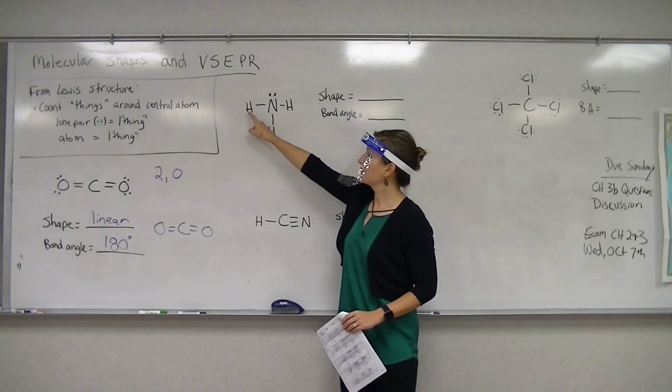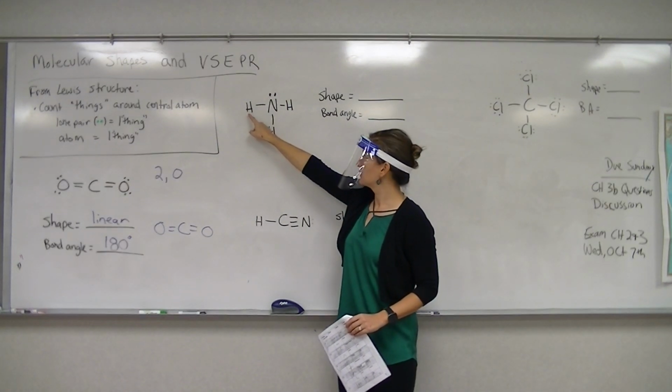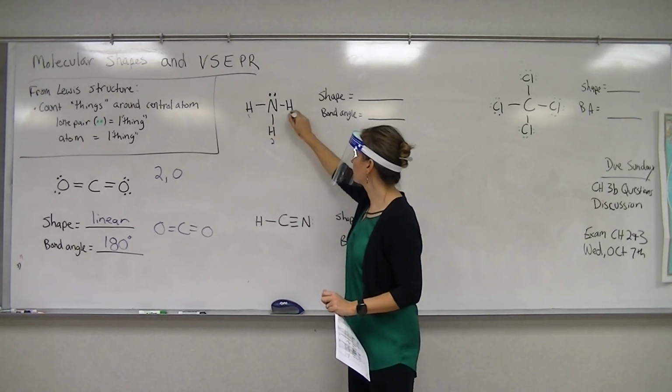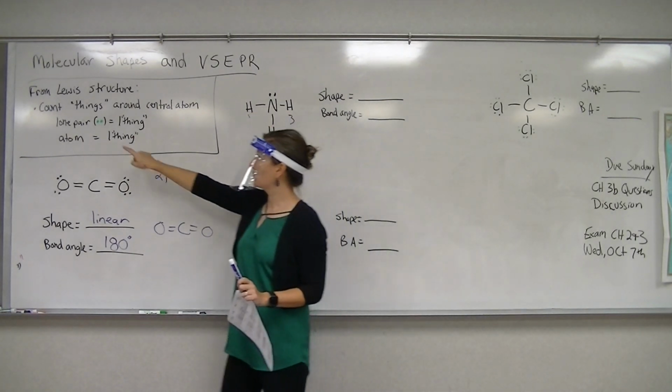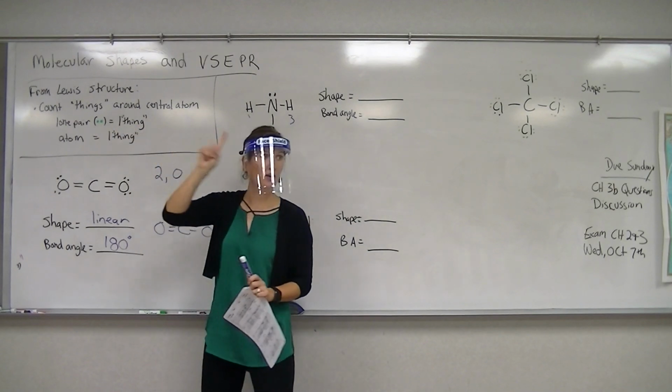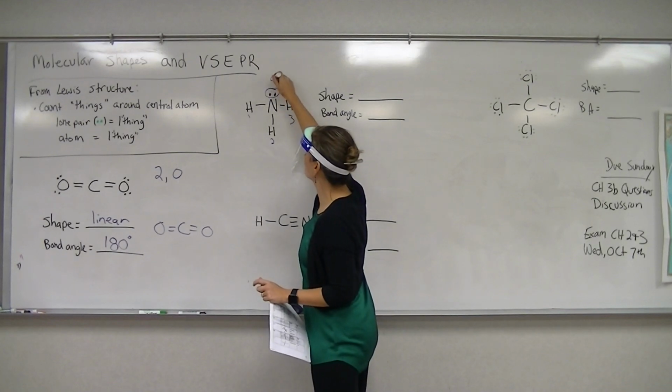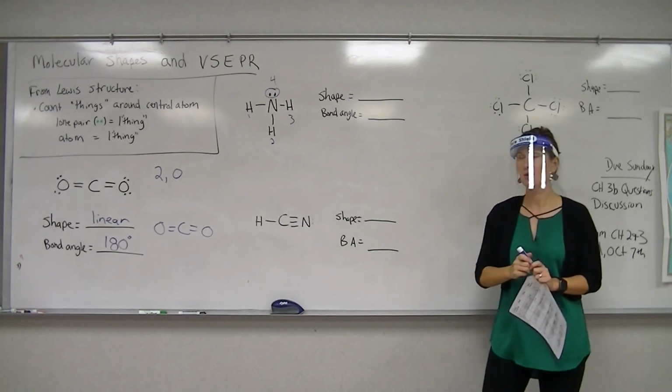4. The atoms each count as 1. Let me actually count: 1, 2, 3 things. And the lone pair counts as just one thing. Even though there are 2 electrons there, that whole thing just counts as 1. So there's a total of 4 things around it.